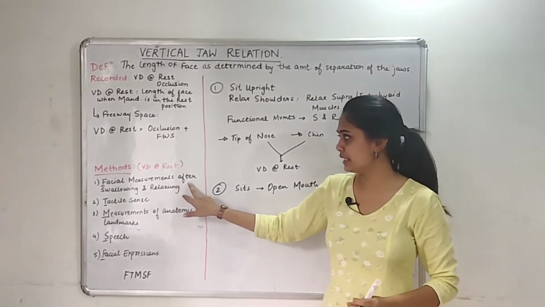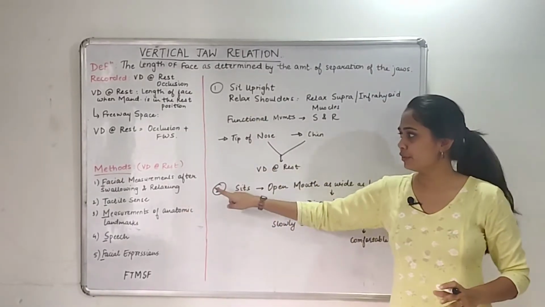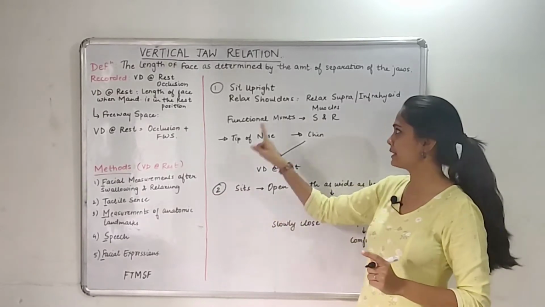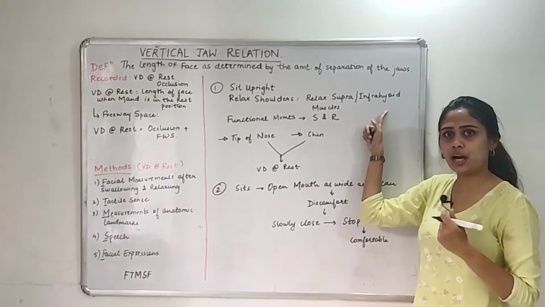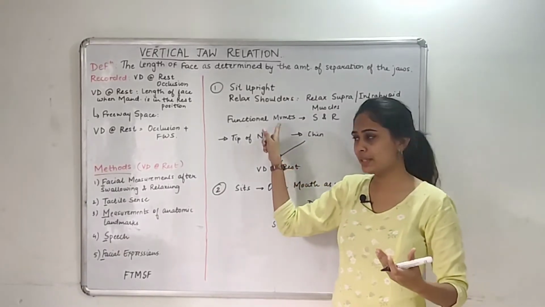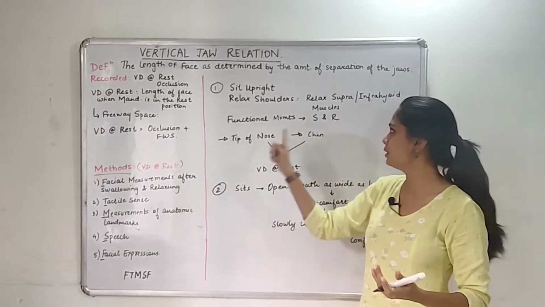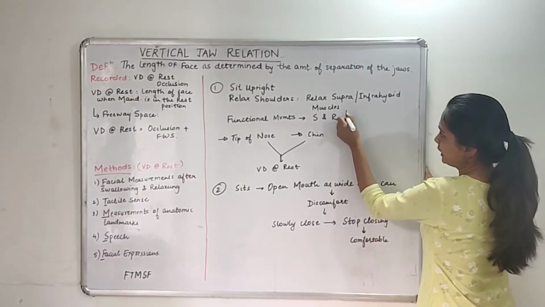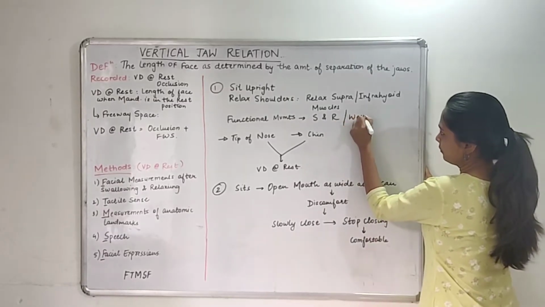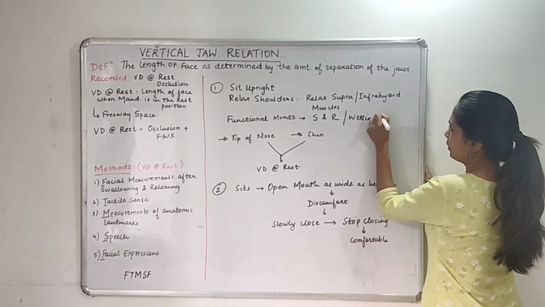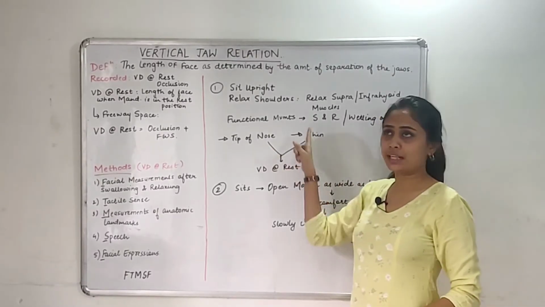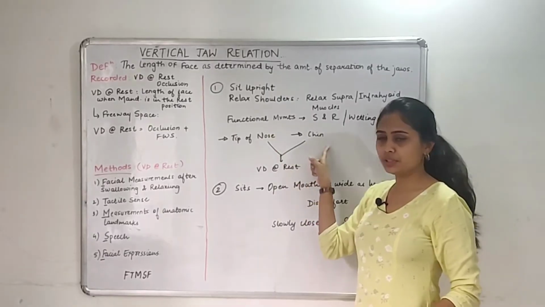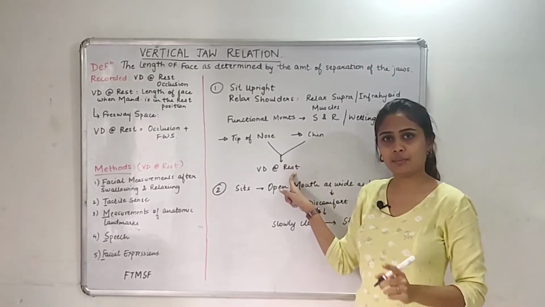We have just seen the first 2 points. Facial measurements after swallowing and relaxing: sit upright, relax the shoulders, relax the infra and suprahyoid muscles, and do the functional movements like swallowing and wetting of the lips. The 2 points are already marked before we start, and the distance between these two gives us the vertical dimension at rest.